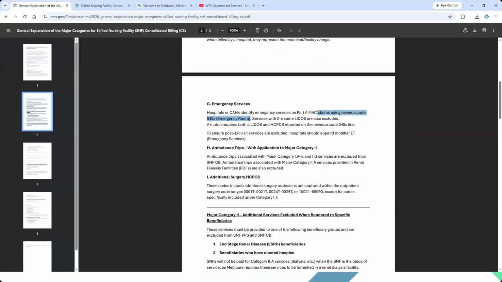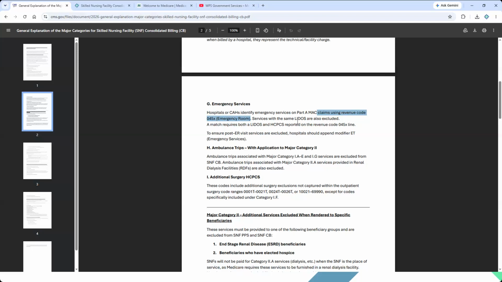Now, when we look at that, we look for that service. If the hospital doesn't bill it correctly, or if it's not received yet, that's the more likely situation, we can actually deny services saying, no, this is part of consolidated billing, because the 045X revenue code coming in is what shuts off the consolidated billing edits for a period of time. And that period of time is when they're in the emergency room, when they're in the hospital, and when they're getting all of this.